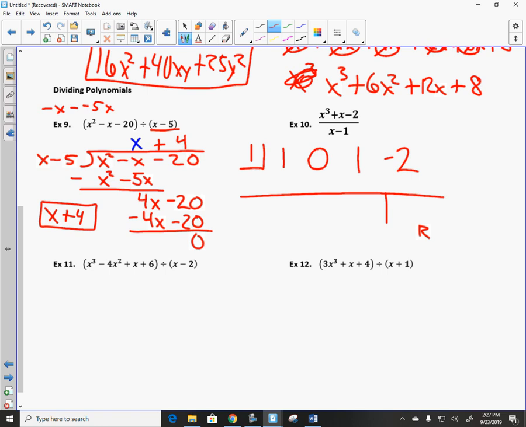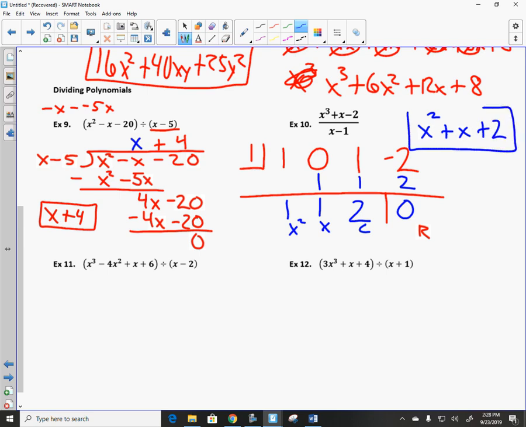Do you remember how I start? Very good. I drop down this 1 right here. Leslie is correct. I multiply. 1 times 1 is 1, and then I add. Multiply, add. 1 times 1 here to get that 1. 1 plus 1 is 2. Yep. 1 times 2 is 2. We add and get 0. So 0 is the remainder. So that means that this is my constant, this is my x, and this is my x squared. So I have 1x squared plus 1x plus 2. That's the result when I divide them.